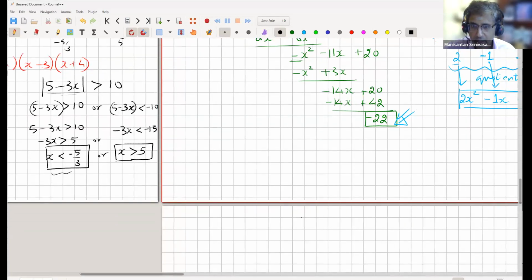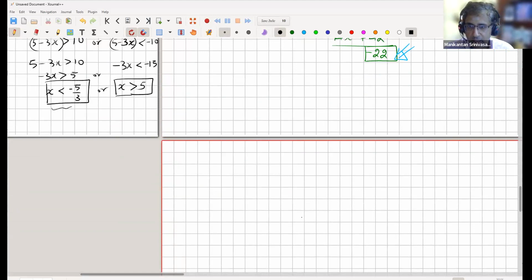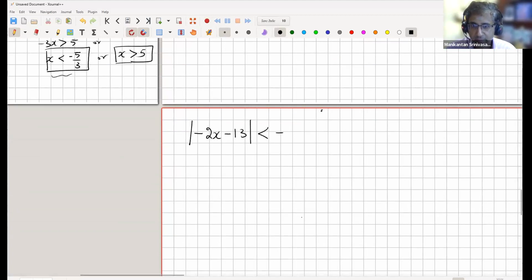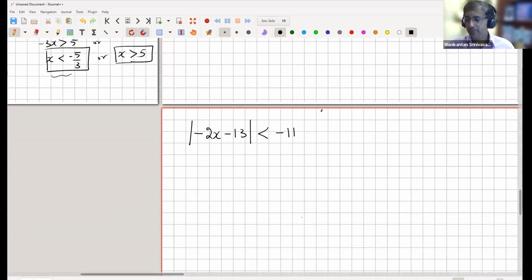Okay, all right. Can you guys, I'll just give one example. Can you guys solve this one just for practice? Mod of minus 2x minus 13 is less than minus 11. Can we solve for this?